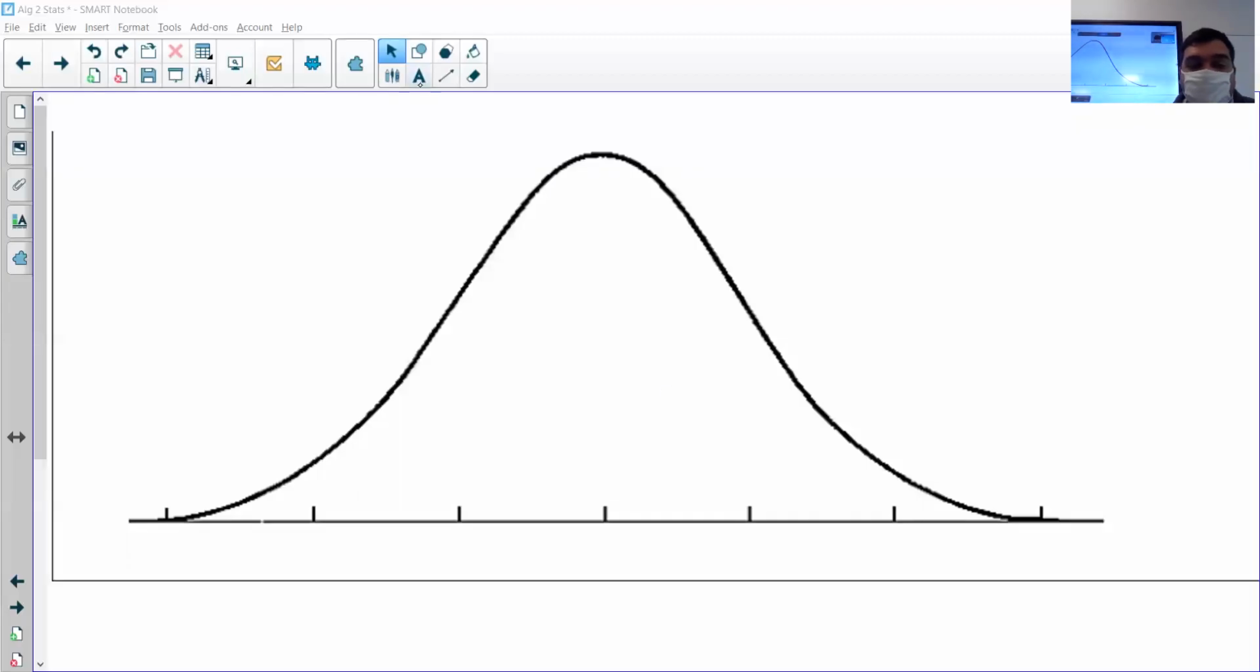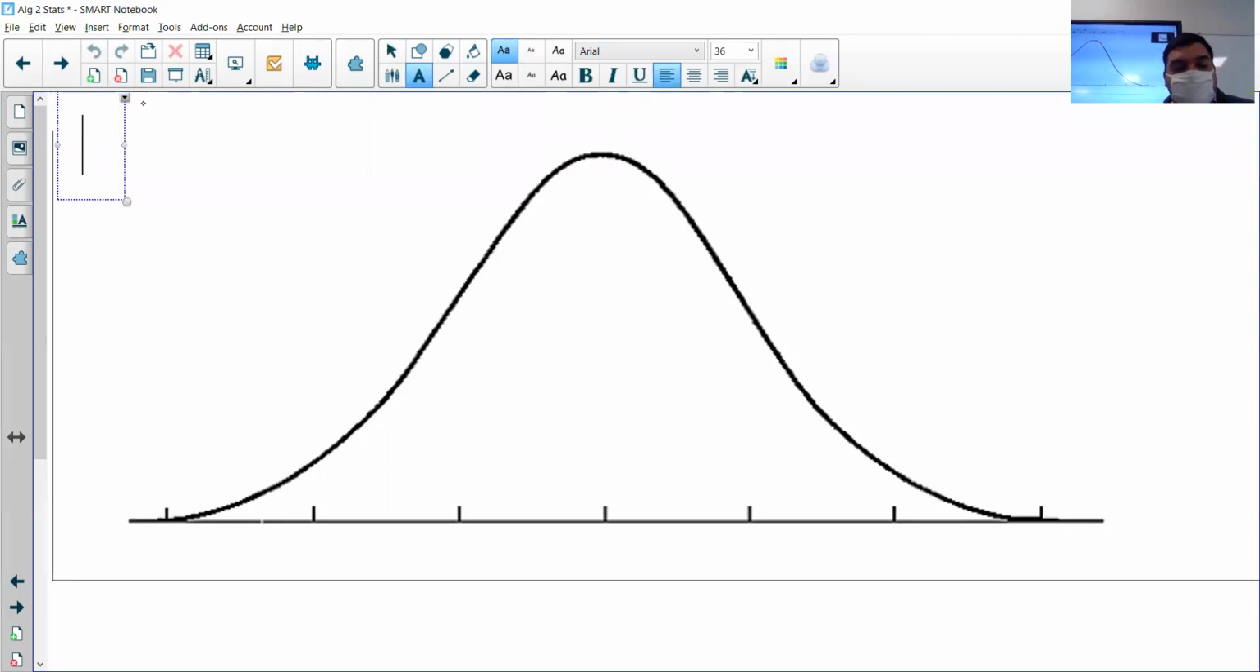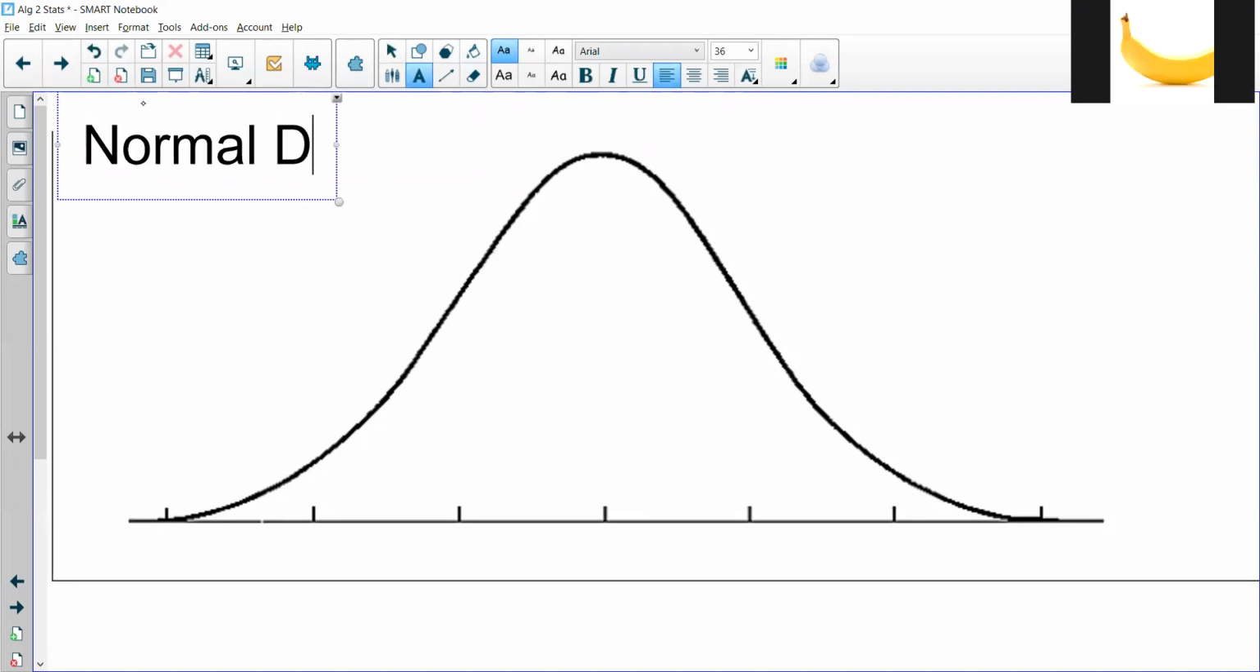Okay, so we're going to continue. This is still more normal distribution. So you can put it under the same title, normal distribution.